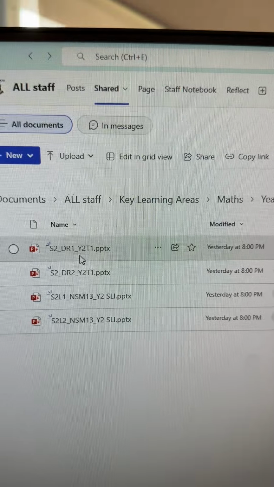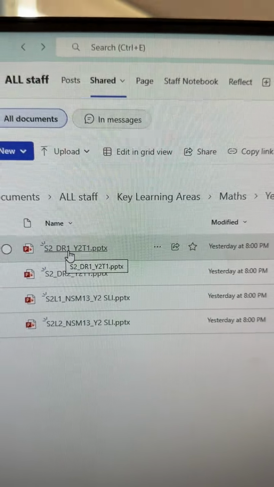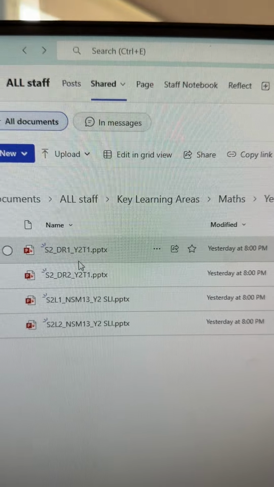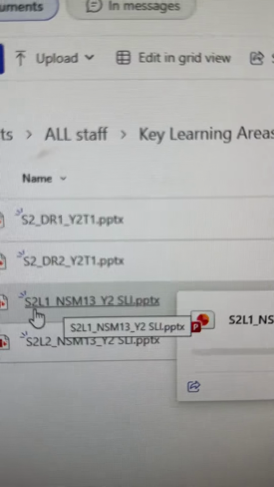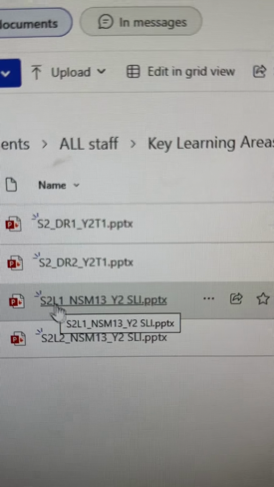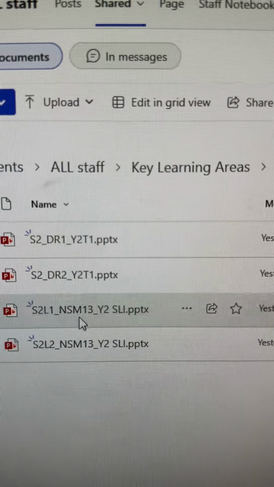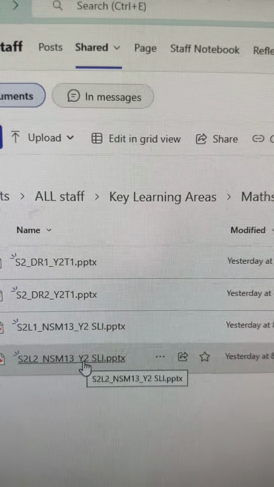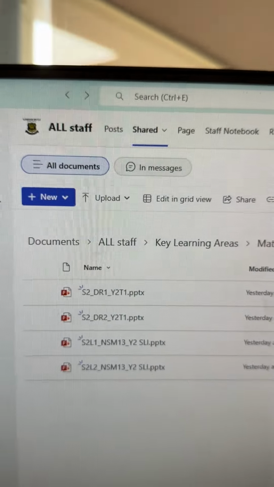When you click on that, you'll find every one of these lesson sequences will have a DR for how many days there are in the week. So a DR1, meaning obviously Monday and Tuesday, and then you'll have your lesson slides. Now this S here stands for Sequence 2, Lesson 1. Sequence 2, Lesson 2. Then the code for the lesson and what year. And SLI stands for slide, because we used to have a lot of different acronyms.